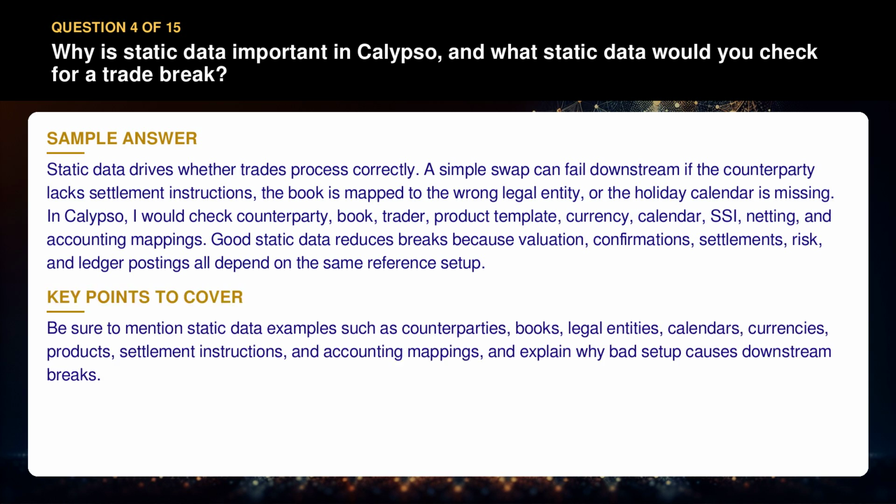Be sure to mention static data examples such as counterparties, books, legal entities, calendars, currencies, products, settlement instructions, and accounting mappings, and explain why bad setup causes downstream breaks.